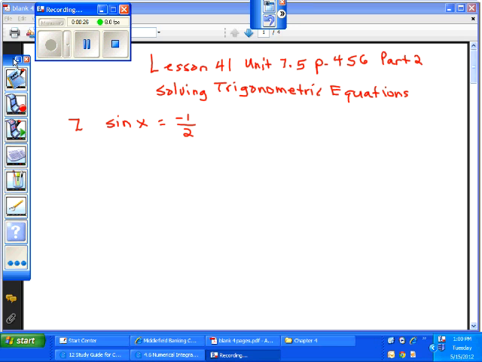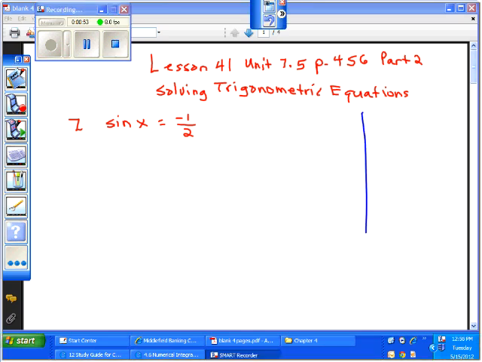It's limited our answers before to 0 to 360 or 0 to 2 pi. When it said 0 to 360, we wrote it in degrees, and when it said 0 to 2 pi, we wrote it in terms of pi. Here, we're going to write it as the set of all, and we're going to go ahead and write it in terms of pi.